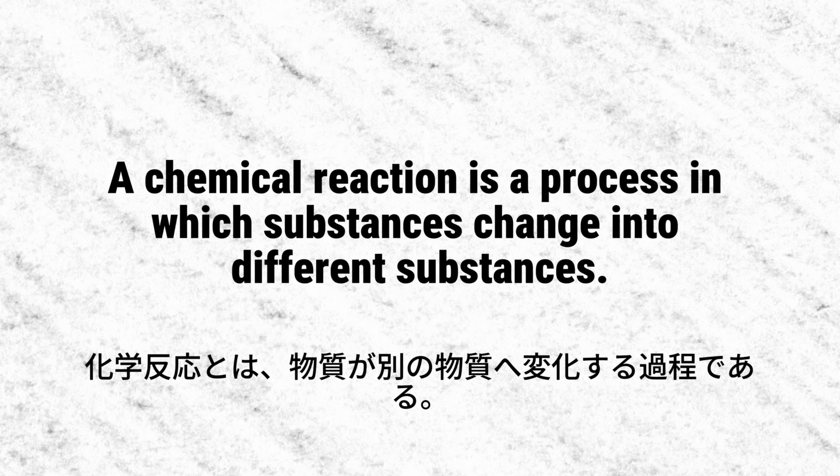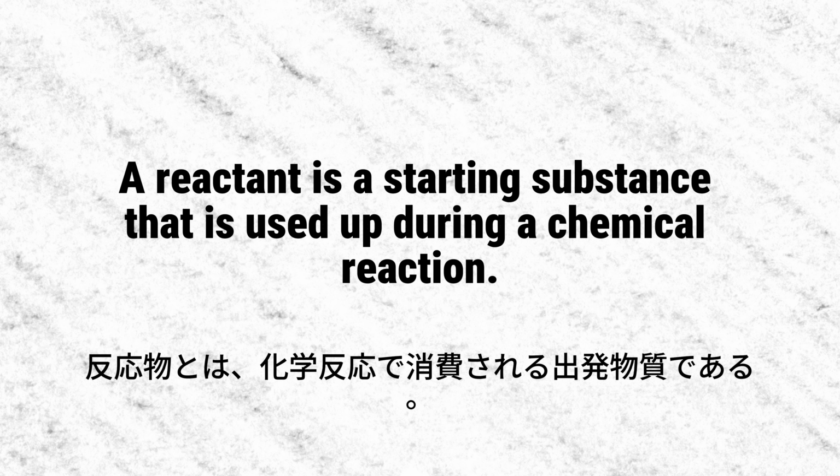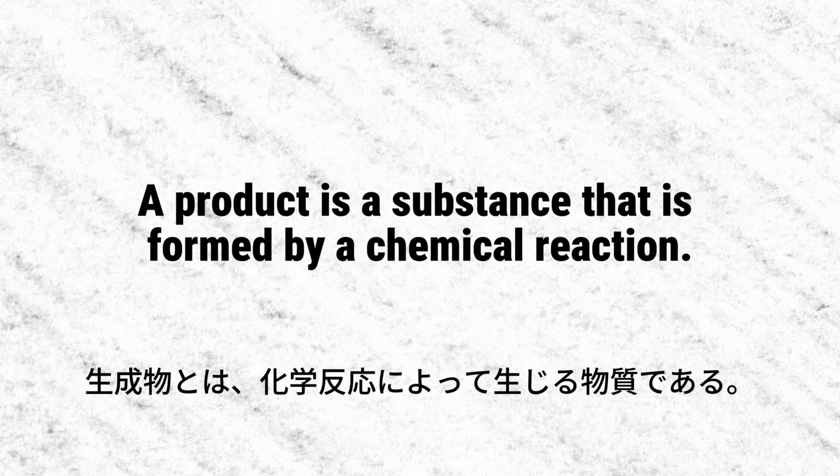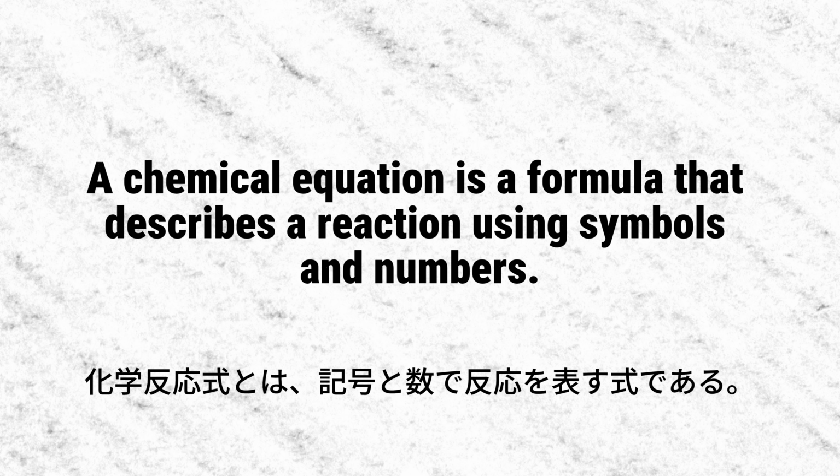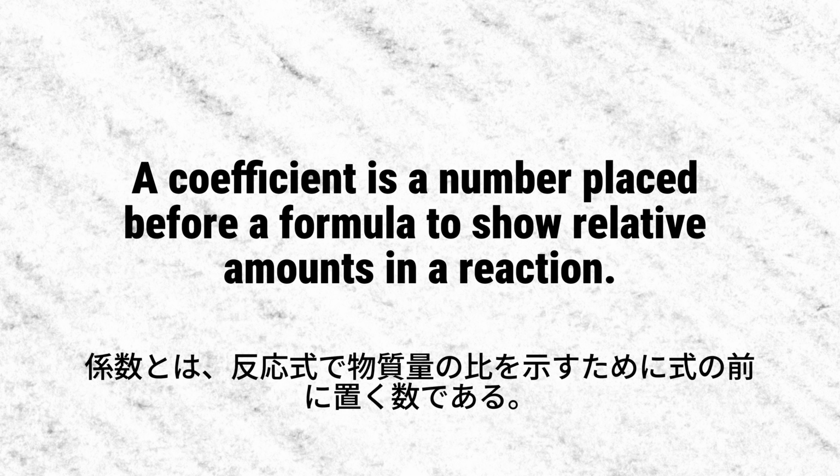A chemical reaction is a process in which substances change into different substances. A reactant is a starting substance that is used up during a chemical reaction. A product is a substance that is formed by a chemical reaction. A chemical equation is a formula that describes a reaction using symbols and numbers. A coefficient is a number placed before a formula to show relative amounts in a reaction.